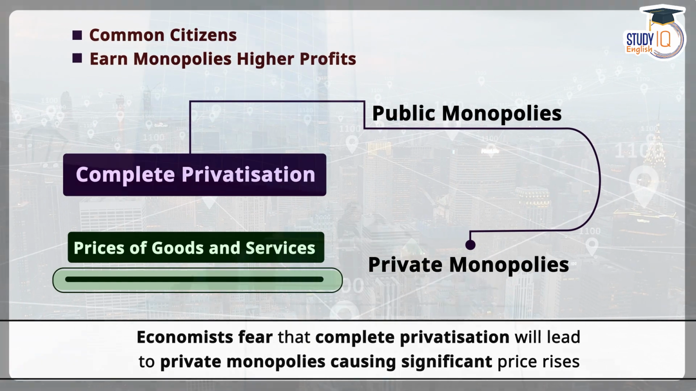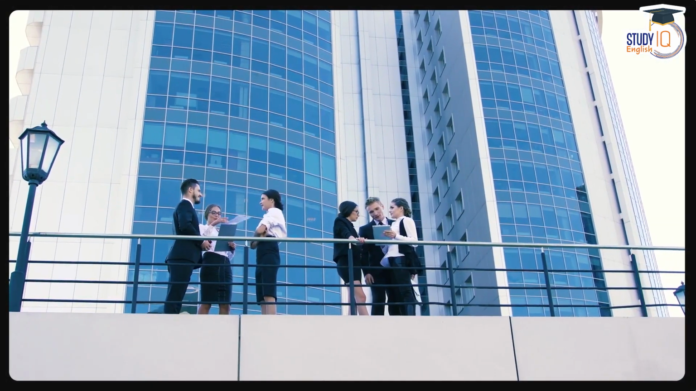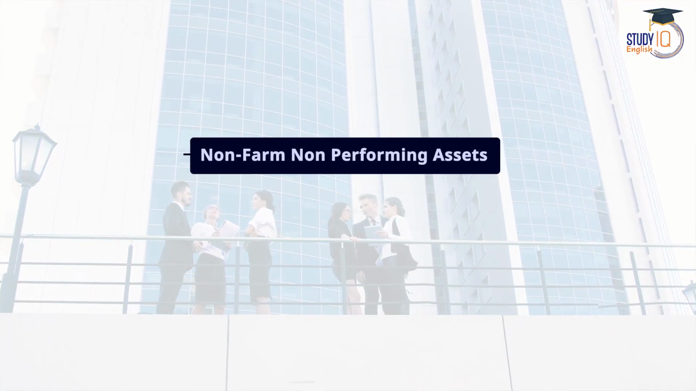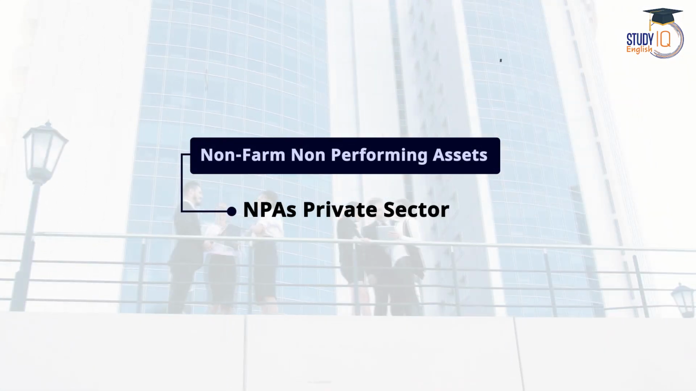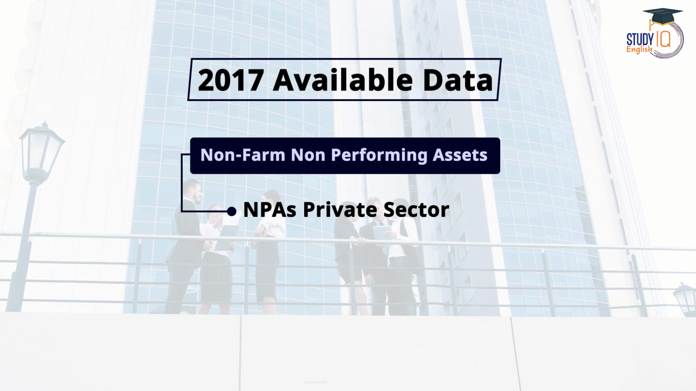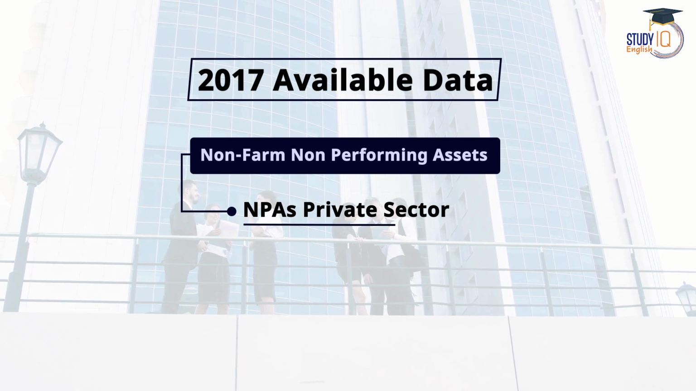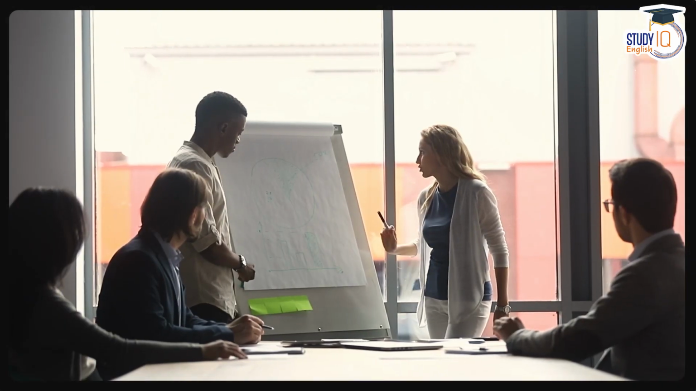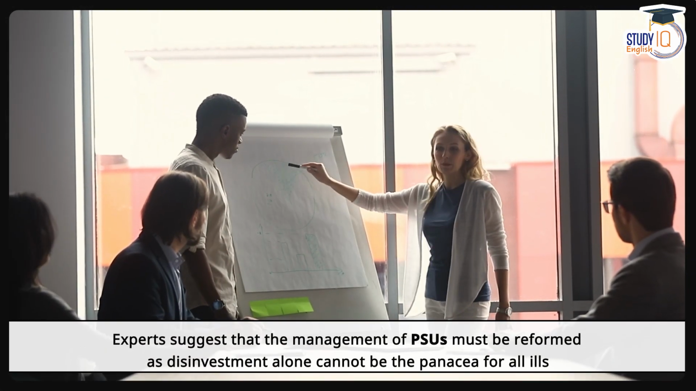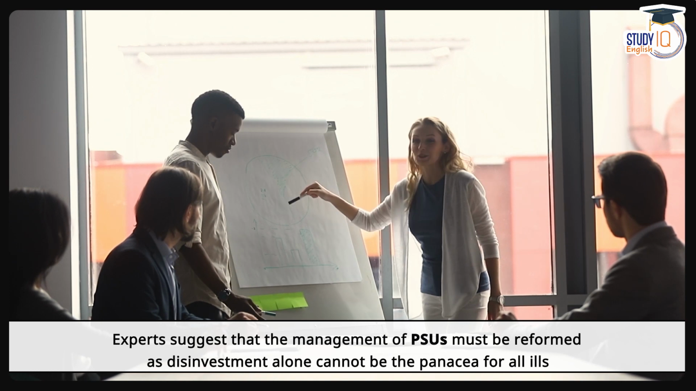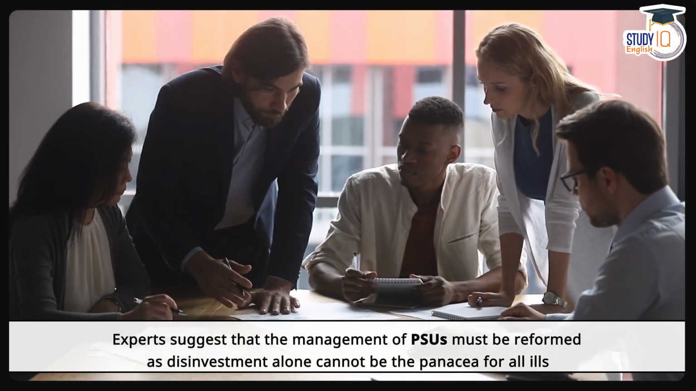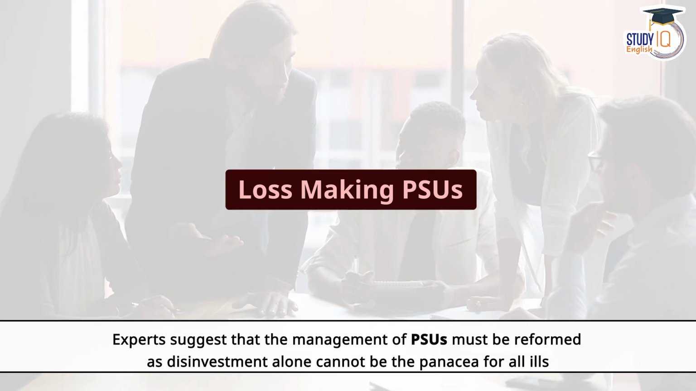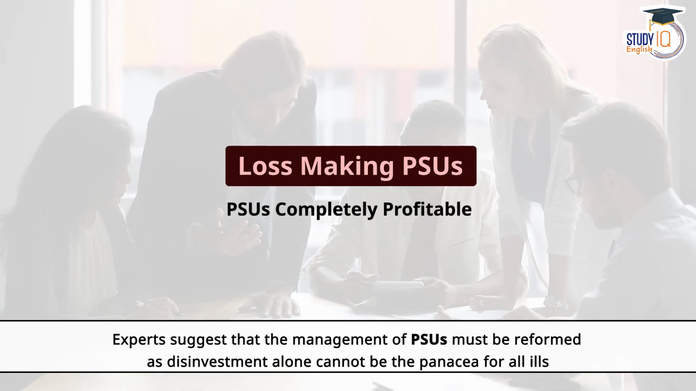We do see problems in privately run companies too. In fact, many are aware that most non-performing assets or NPAs are found in the private sector. Till 2017, available data showed that the share of the public sector in NPAs is only about 3%. Hence, experts believe that along with achieving disinvestment targets, changes in leadership and management control are also needed, especially in loss-making PSUs, because there isn't any guarantee that privatization would bring profits for PSUs.